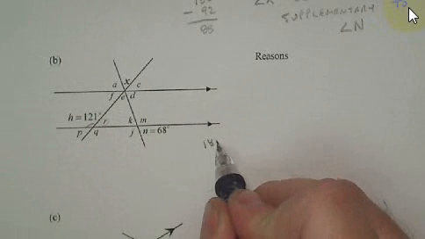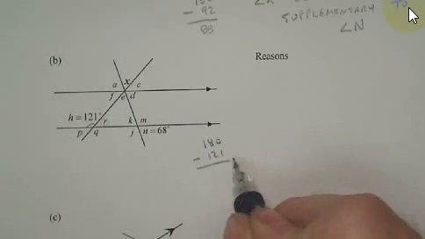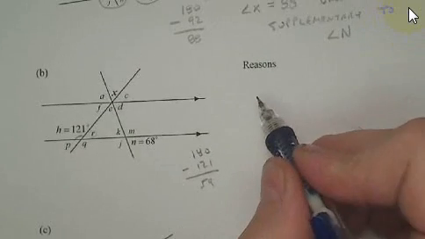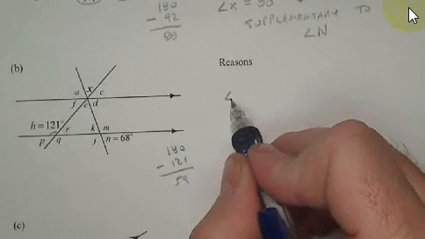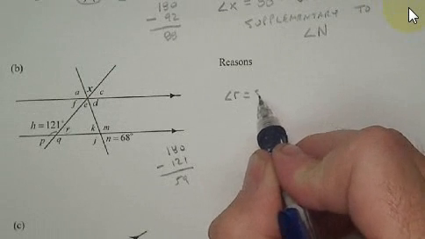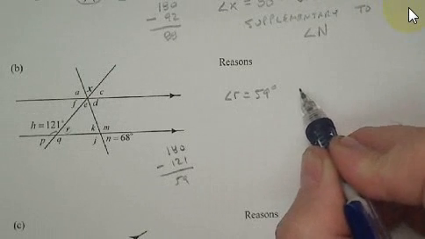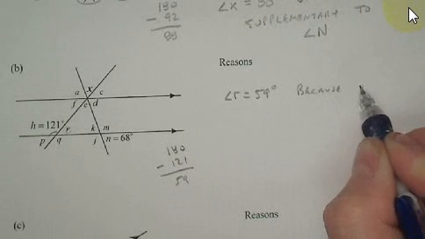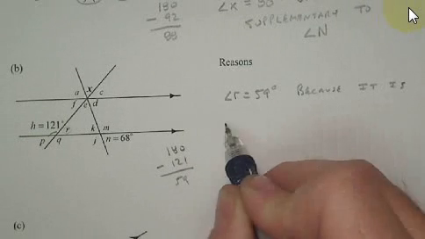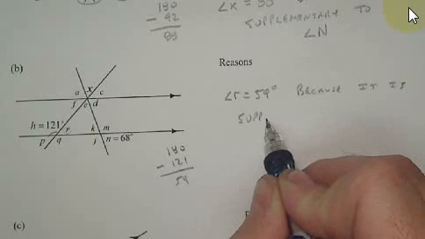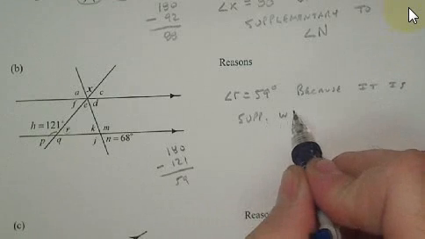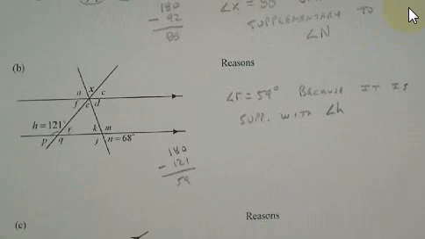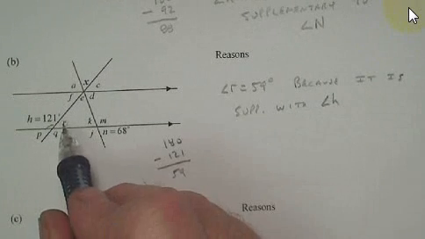So I'm going to do a quick little math here, 180 minus 121, and that's going to tell me what R has to be, which is 59. So we head to our first given here that angle R is 59 degrees because it is supplementary, I'm going to abbreviate that, to angle H. So now I've got R. I know what R is.